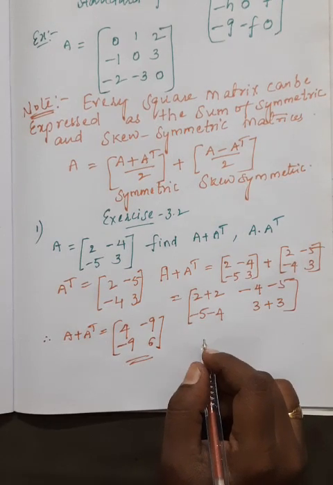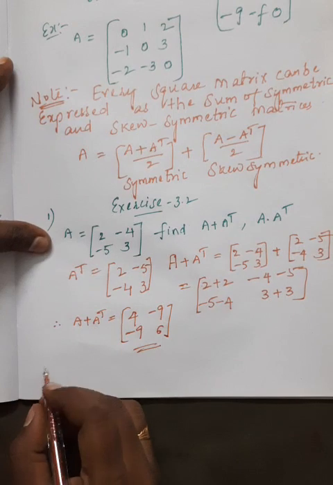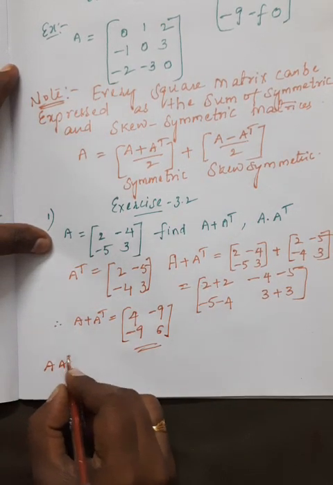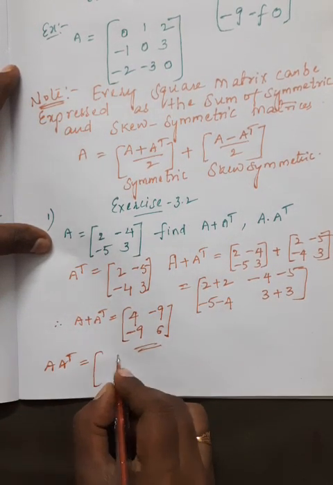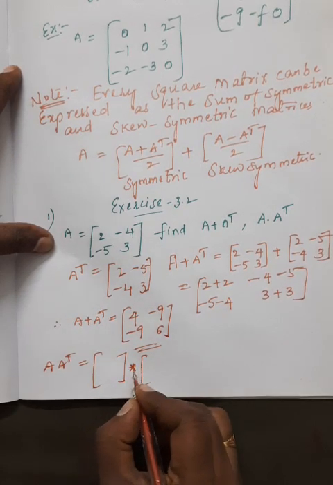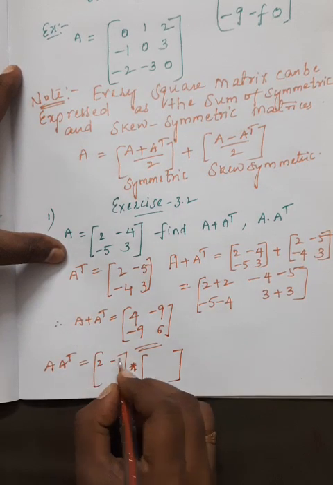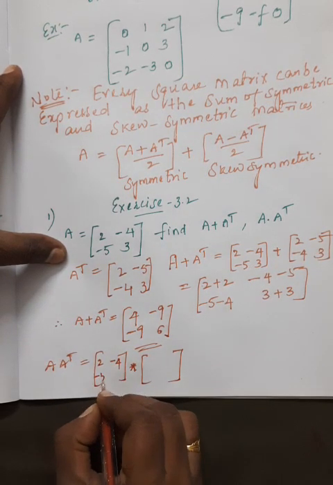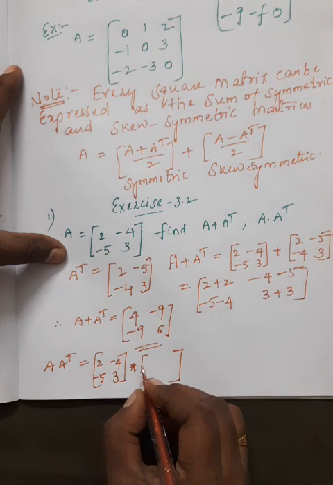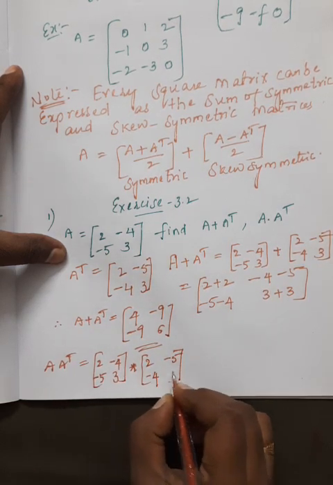So this is the solution for A plus A transpose. Now we are doing A into A transpose, the multiplication of A into A transpose. First of all we have to write A and A transpose matrices. So here this is into. 2 minus 4, minus 5 3, 2 minus 5, minus 4 3.